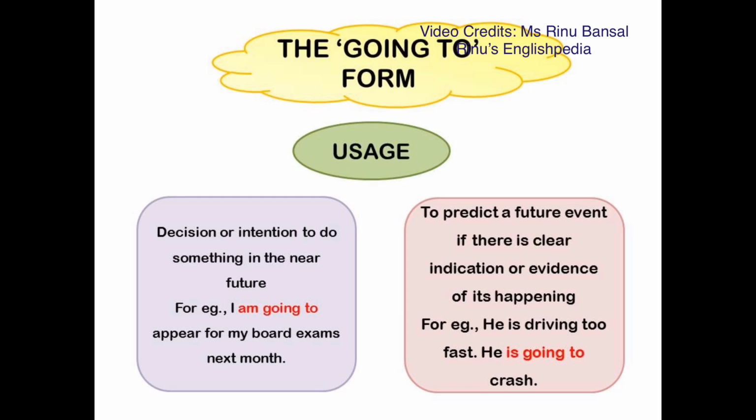For example, I am going to appear for my board exams next month. Again, we also use it to predict a future event if there is a clear indication or evidence of its happening. For example, he is driving too fast. He is going to crash.